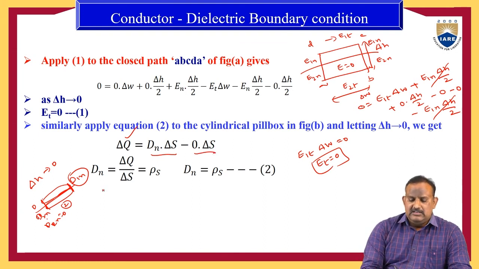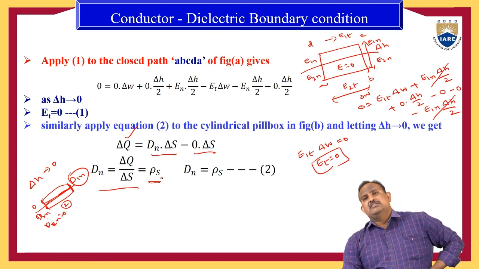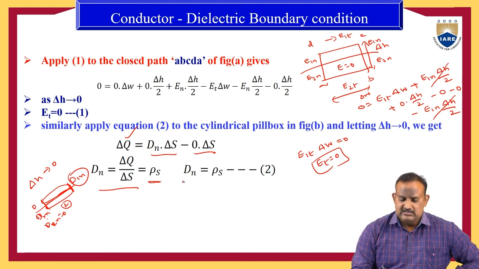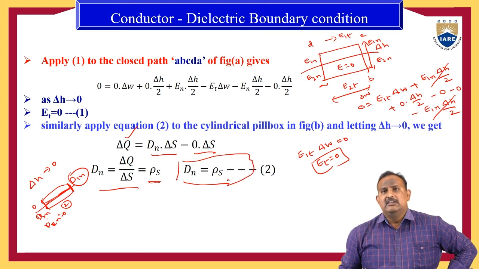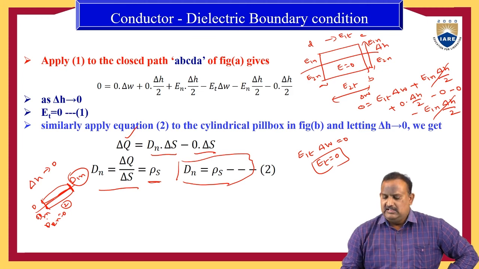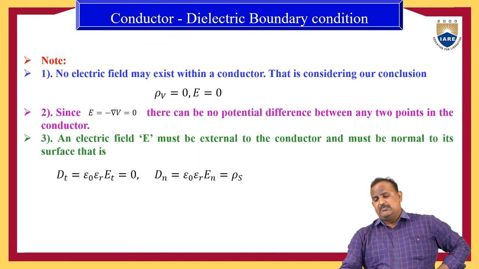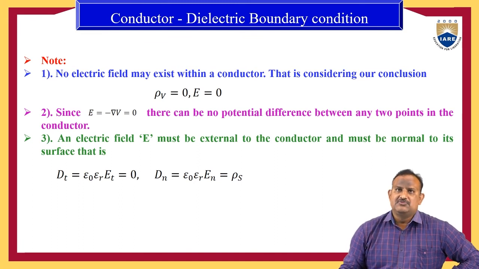And we know that dq is equal to Dn into delta s, so Dn can be written as delta q by delta s, which is nothing but the surface charge density. Dn is equal to surface charge density, which is the other boundary condition. So the boundary conditions are: first one is Et equal to 0, second one is Dn equal to rho s. From the boundary conditions, we can observe the following.